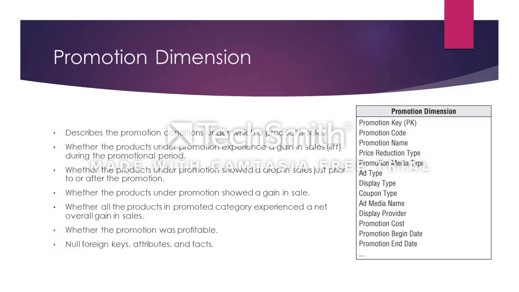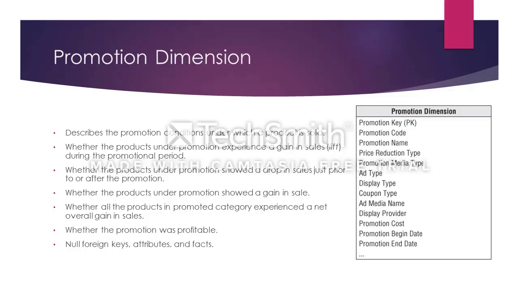Whether the product under promotion showed a gain in sales, but other products nearby on the shelf showed a corresponding sales decrease. Whether the products in the promoted category experienced a net overall gain in sales considering the time periods before, during, and after the promotion, and whether the promotion was profitable. Usually the profit of a promotion is taken as an incremental gain in profit of the promoted category over the baseline sales, considering time shifting and cannibalization. An example of a promotion dimension table is on the right.